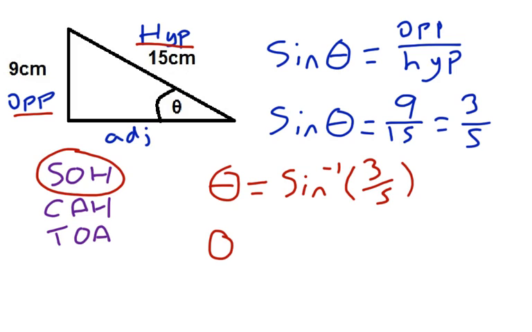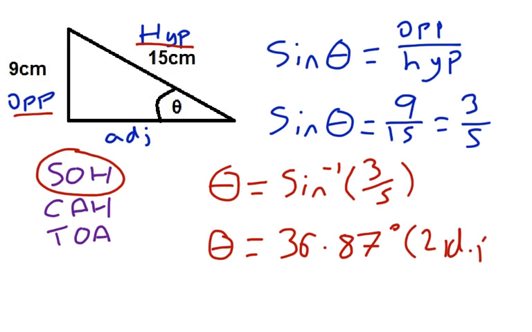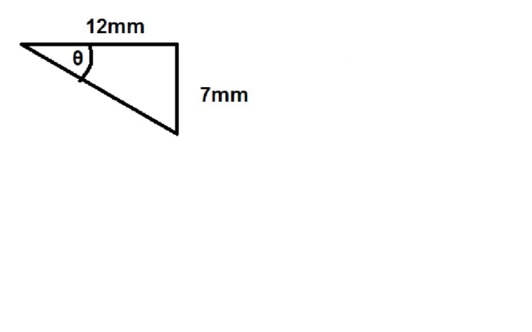And when you type that into the calculator, you get a value of theta as 36.87 degrees to 2 decimal places. Remembering that we're measuring an angle, so the units are degrees. Okay, we're going to have a look at another one quickly.